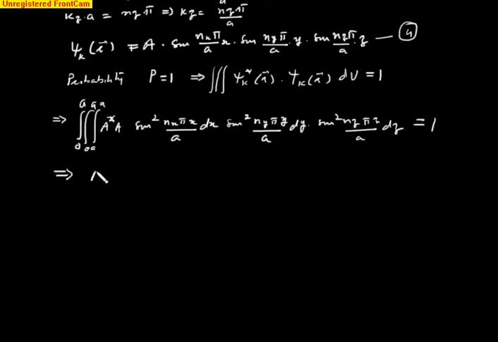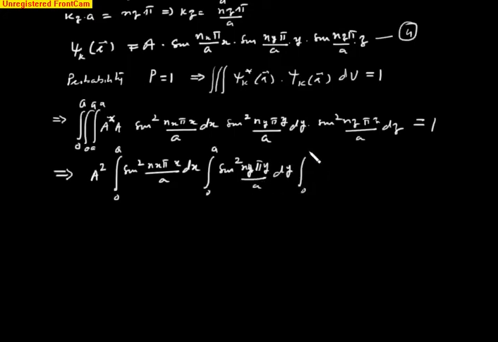And here we get A square, which is constant, outside, and let us integrate firstly from 0 to a the x term, that is sine square of nx pi x over a into dx. Then integration from 0 to a of the y term, that is sine square of ny pi y over a into dy. Here ny is a positive integer along the y-axis. Similarly along the z direction we write sine square of nz pi z over a into dz, equal to 1.